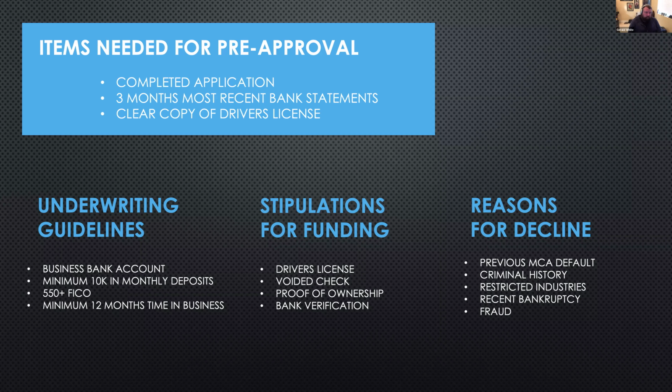550 plus FICO. This is a recommended guideline. This might seem low. If you're familiar with some of our other products where we're asking for 680, you might say, wow, 550. I'll say that I've funded merchants with less FICO than this. I've funded merchants without even running their credit. We have products in this category where as long as they're out of bankruptcy yesterday, I could fund them today. Seriously. So you can see this is really revenue based.